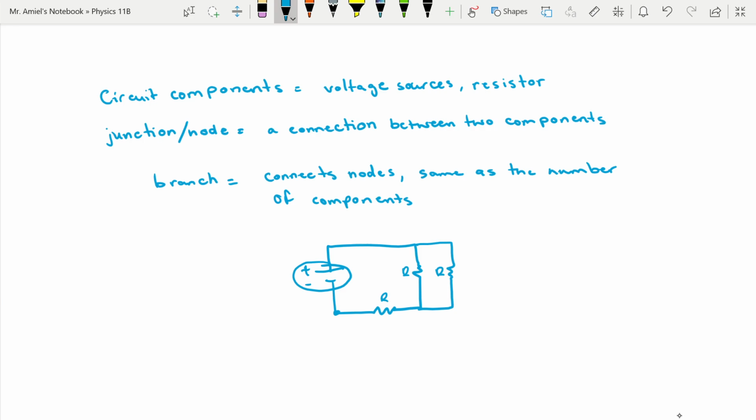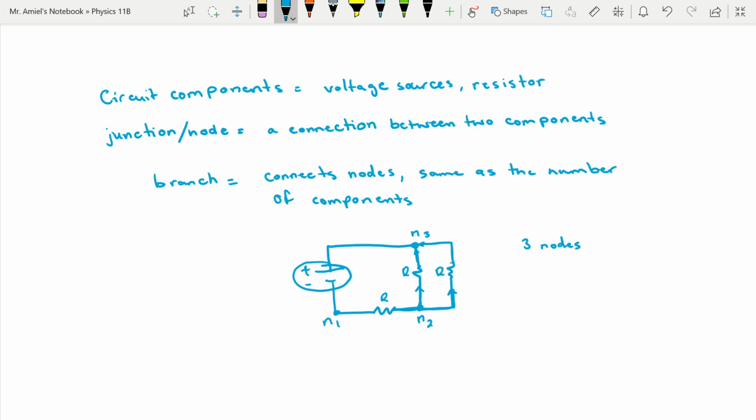Here we have a junction, so let's call it node 1. Here we have node 2. It's going to be a junction between these two components and these two components. And then we're going to have another junction here between these components and our voltage source again. So we've got 3 nodes.